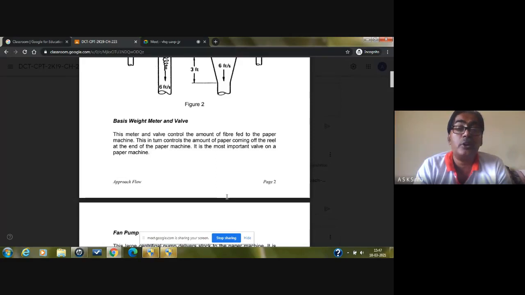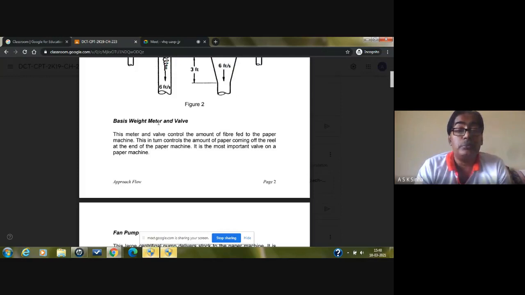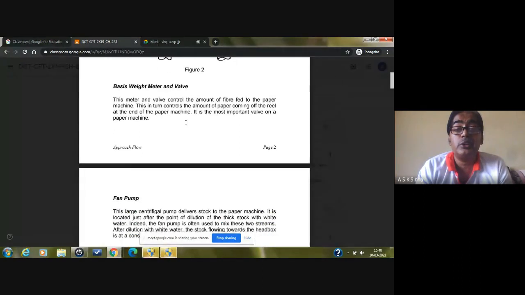That can be controlled by one important piece of equipment called the basis weight meter and the valve. Right, so the basis weight meter or valve is basically to maintain the GSM of the paper, grammage per unit area. It controls fiber feeding to the paper machine. So before going to the head box, the stock passes through the basis weight meter and the valve here, and that will control the GSM. So by changing the basis weight valve, we can change the GSM.